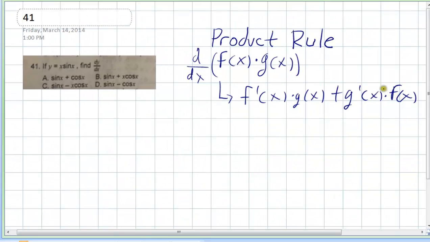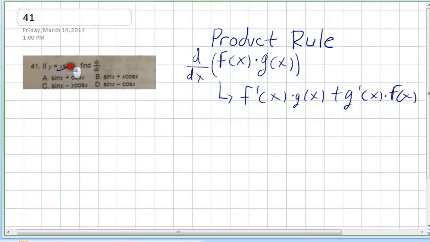So here we have question 41, and it says if y is equal to x sine of x, find dy/dx. I've written over here what the product rule is, and it says that if we're going to take the derivative of two functions multiplied, we have to use this rule. First take the derivative of the first function times the second function left alone, plus the second function's derivative times the first function left alone. It's a fairly simple pattern to follow once you get the hang of it.